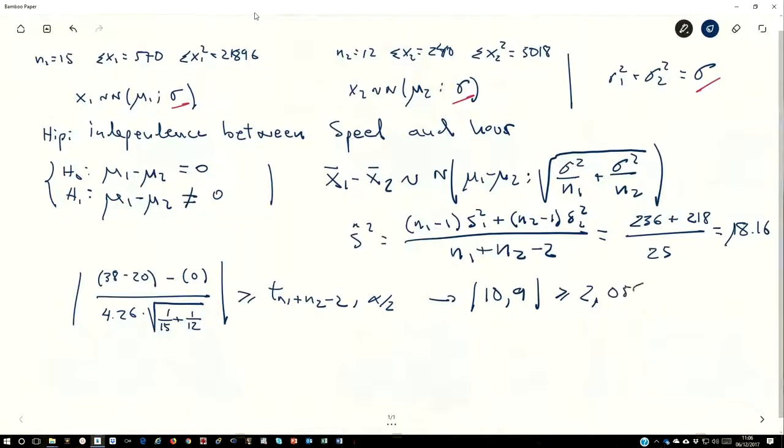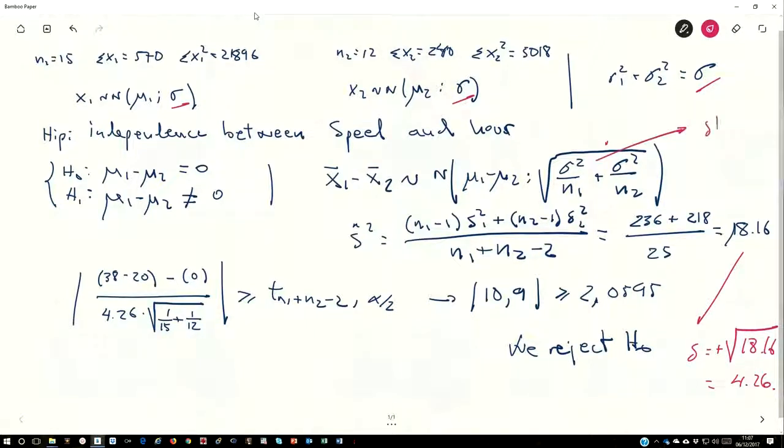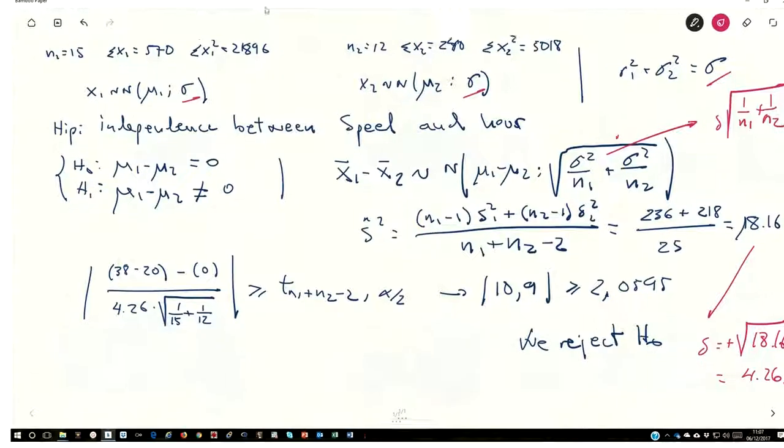If it is greater than 2.0595, we will reject the null hypothesis. This 2.0595 is the point over the axis in the Student's t distribution that leaves alpha divided by 2 probability to the right side, and minus 2.0595 is the point in the lower tail, in negative, that leaves another alpha divided by 2 probability to the left side. So as the value of this statistic is greater than this critical point, we can reject the null hypothesis.